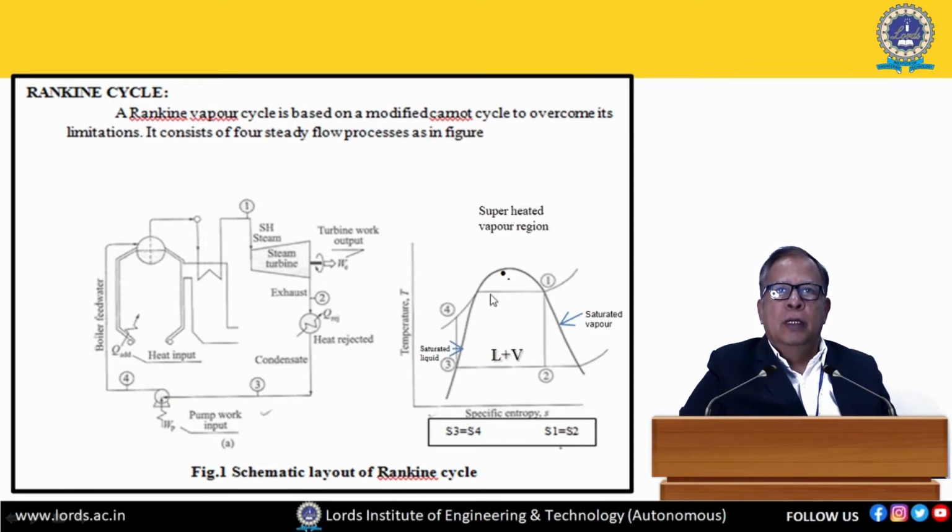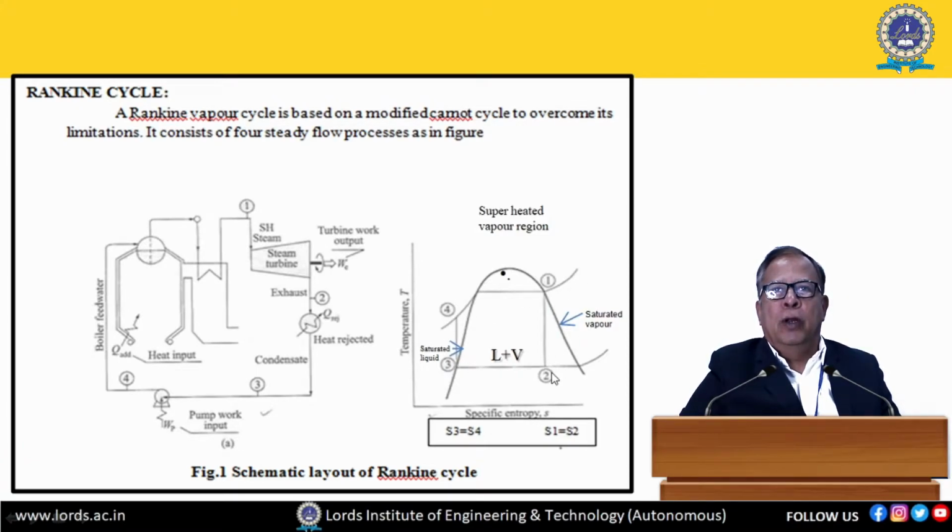Here, 3 to 4 is the isentropic compression which is taking place in the pump. That means the pressure of the liquid is increased by the pump to the boiler pressure. Vertical lines on TS diagrams indicate isentropic processes. So from 3 to 4, it is isentropic compression, and the pressure of the liquid is increased to the boiler pressure. Then 4 to 1 is a constant pressure heat addition which is taking place in the boiler.